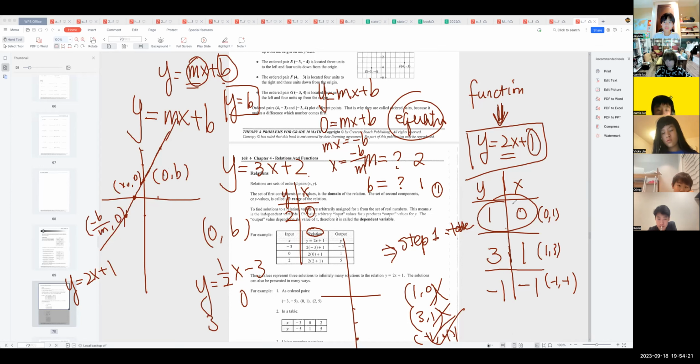Let's check if it is right. So for this one, y equals 2x plus 1. So Vicky already, Elaine already told us m equals 2, b equals 1. So what is negative b over m? Negative 1 over 2. So this is exactly the x-axis and this line's intersection point, the ordered pair.